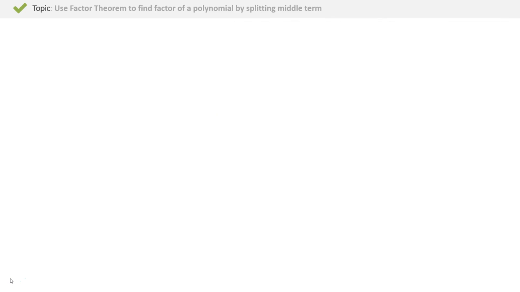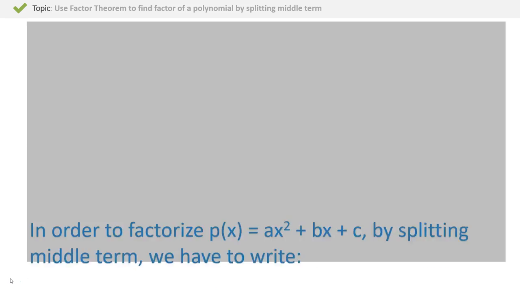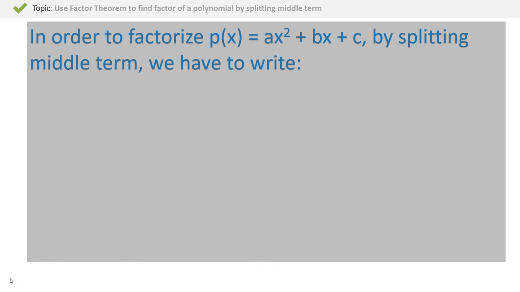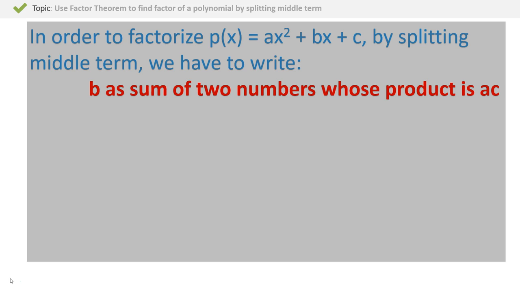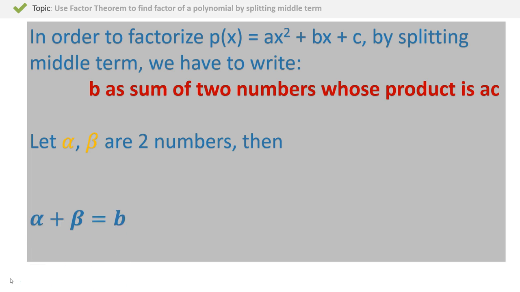Now let's talk about how we use the factor theorem to find factors of a polynomial by splitting the middle term as opposed to the constant term. Here are the steps. In order to factorize p(x) equal to ax squared plus bx plus c by splitting the middle term, we have to write b as the sum of two numbers whose product is a multiplied by c. Now let's assume alpha and beta are two numbers. Then alpha plus beta is equal to b, and alpha into beta is equal to a into c.